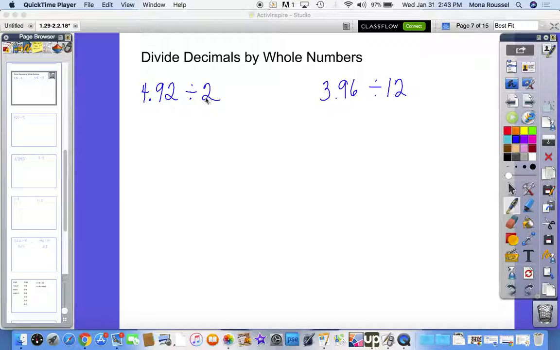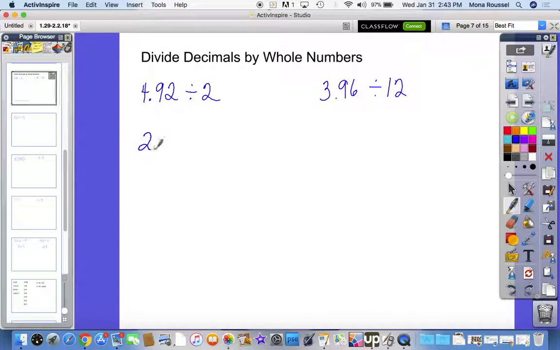The 2 is the divisor, that's the number we're dividing by, so it goes on the outside of the bracket. 4 and 92/100ths is the number we are dividing, so that goes inside the bracket. Then all we do is bring the decimal point up and follow long division steps. 2 goes into 4 2 times. 2 times 2 is 4. We subtract, we have no remainder to compare, so we bring down.